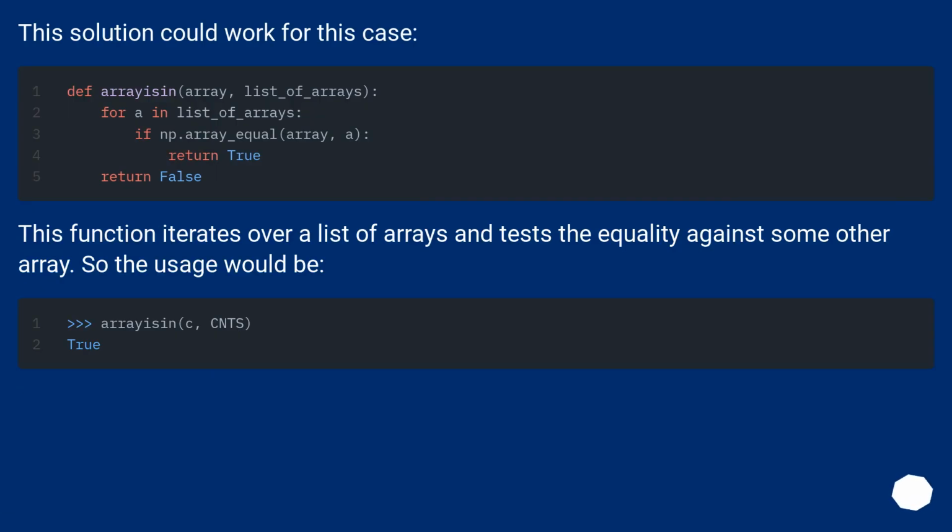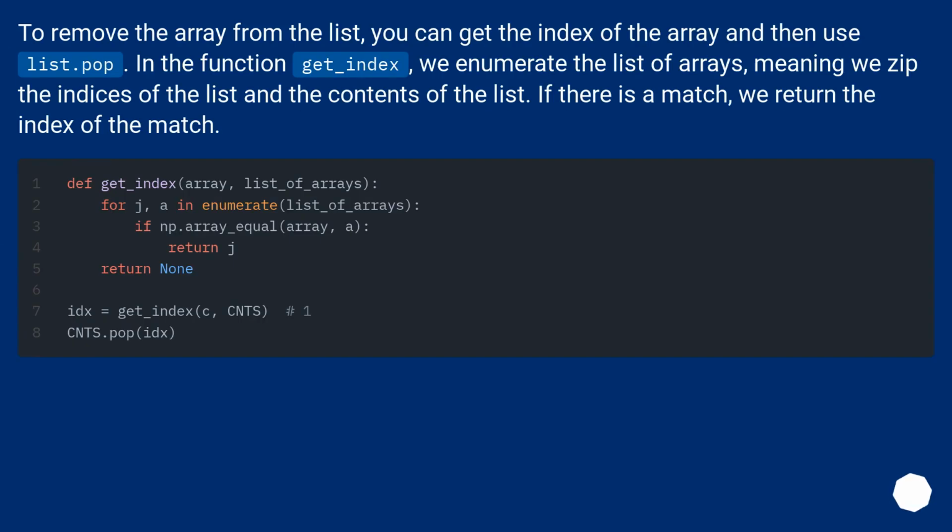This solution could work for this case. This function iterates over a list of arrays and tests the equality against some other array. So the usage would be: to remove the array from the list, you can get the index of the array and then use list.pop. In the function get_index, we enumerate the list of arrays, meaning we zip the indices of the list and the contents of the list. If there is a match, we return the index of the match.